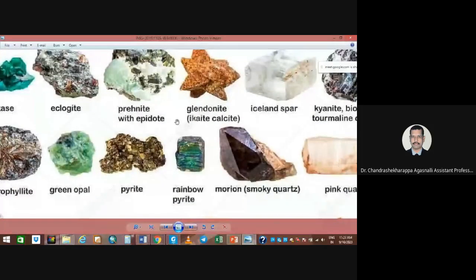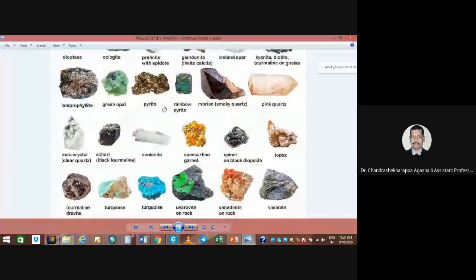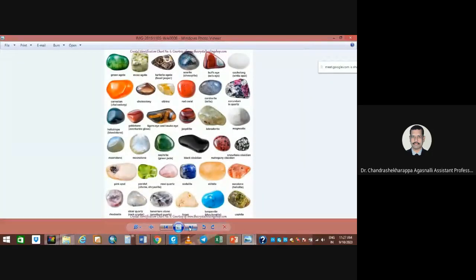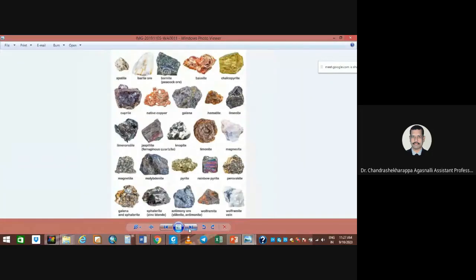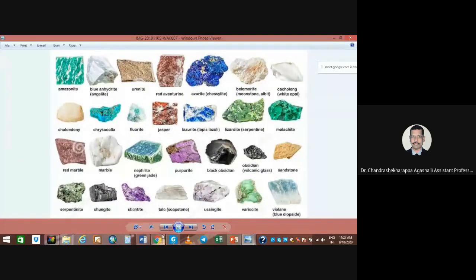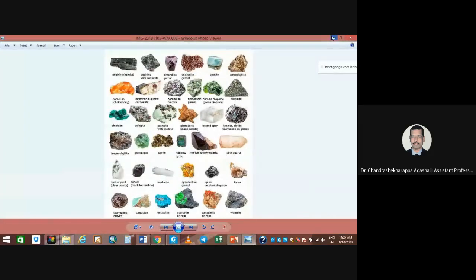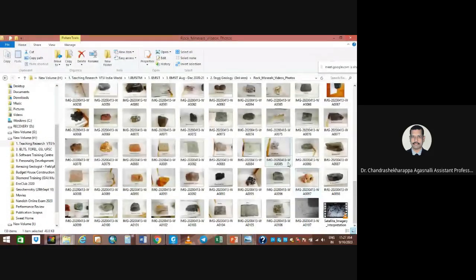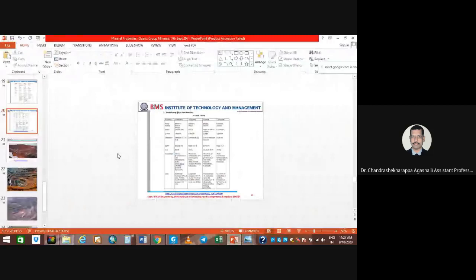Smoky quartz, sapphirine. Yes, only one specimen we have. Chlorite, marble, malachite. Let's see the classifications. Yes, that is the one. We have the corundum specimen here, and we use it as gemstones. Right, so let's move to the next one.